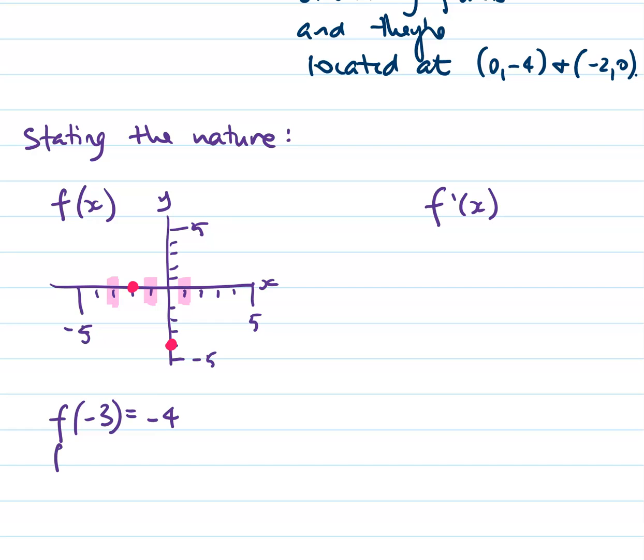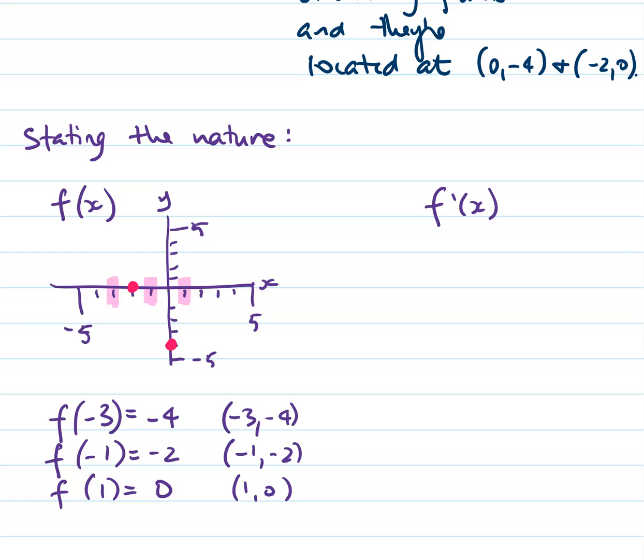What's the next one? We've got negative 1, and I chose 1. Okay, so here are some more points that I can plot. I've got negative 3, negative 4, I've got negative 1, negative 2, and I've got 1, 0. Let's see what happens when I add these.